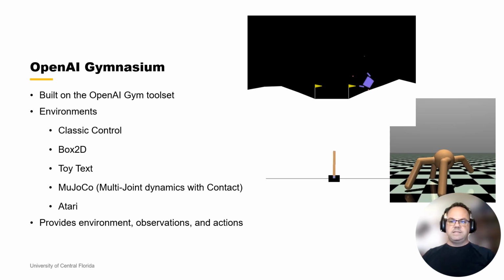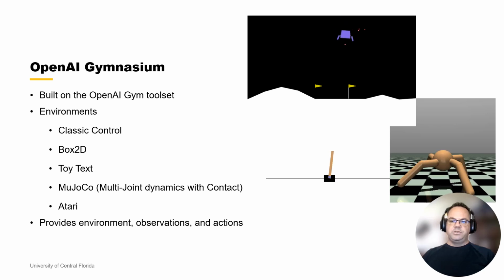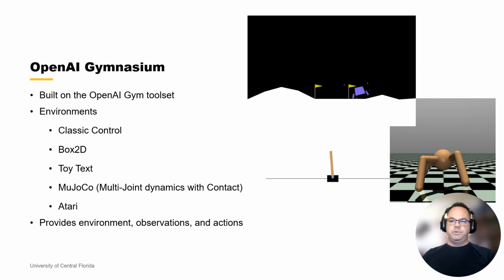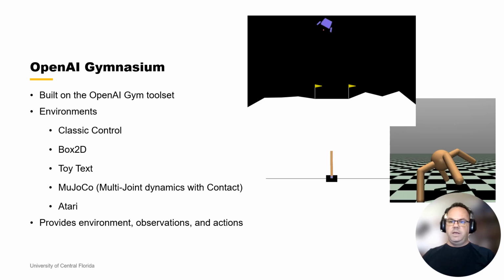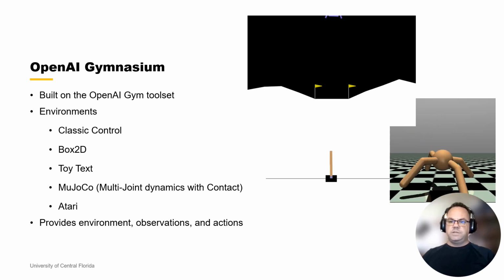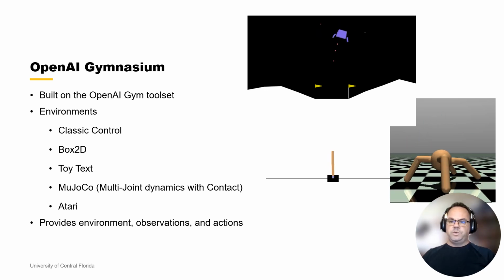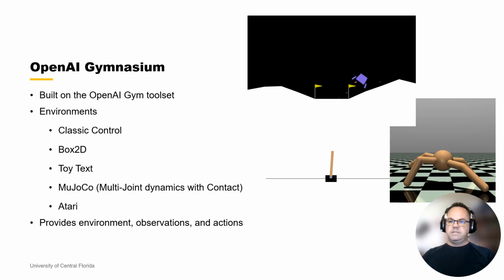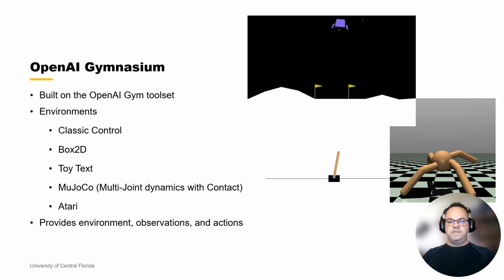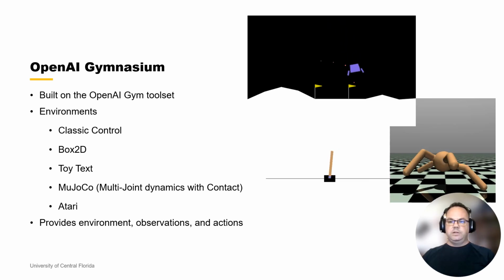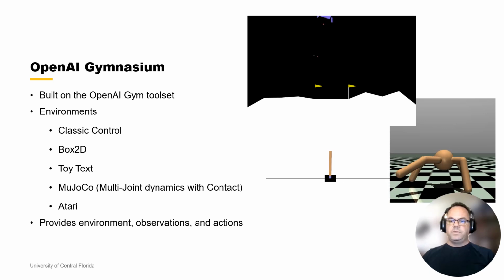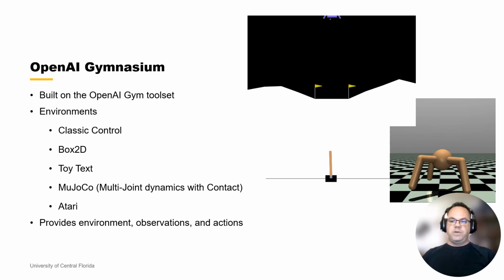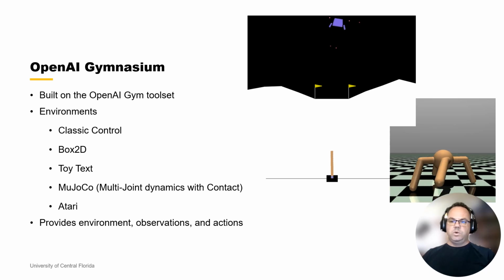The first is the classic control. These are the foundational environments that include simple yet challenging tasks like the cart pole, as demonstrated in the image here, and the mountain car, which are often used as benchmarks in reinforcement learning research. Second is the Box2D. This category features physics-based environments like Lunar Lander, which we'll look at further in a bit, and the bipedal walker, which require an agent to interact with a simulated physical world.